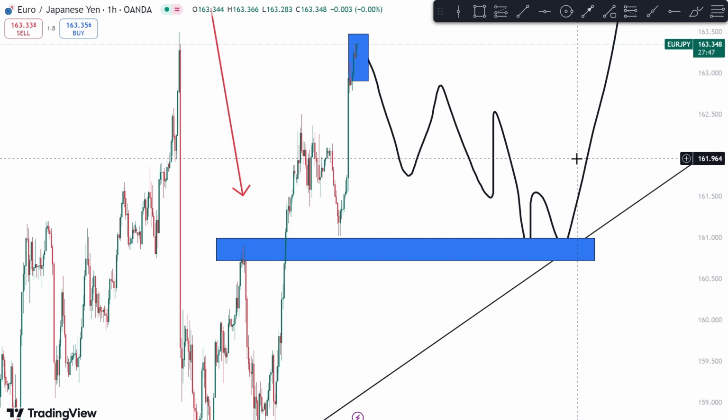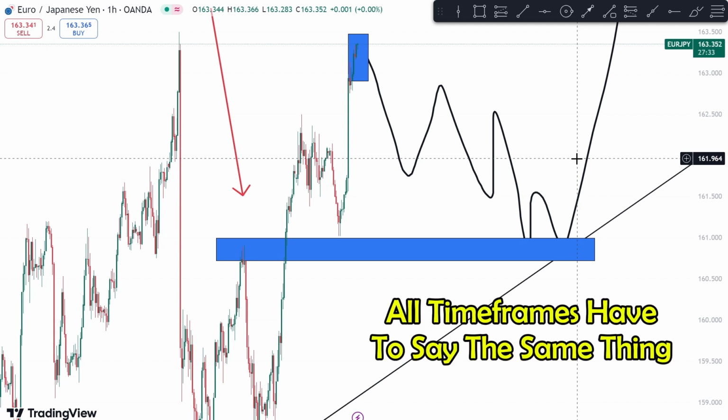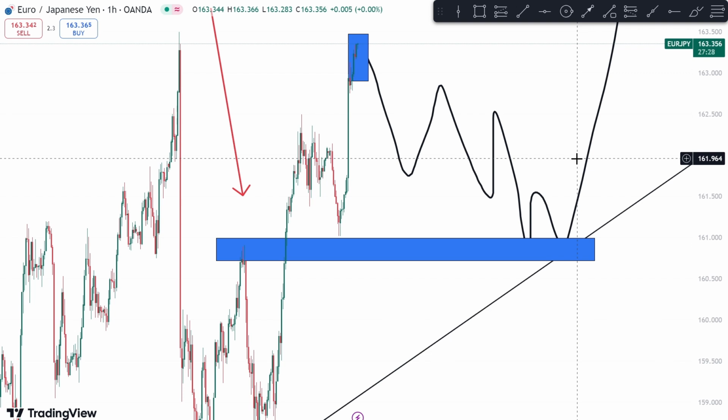So if the weekly chart is telling you that price is low, you're going to have to wait for the daily chart to also tell you that price is low, and wait for the 4-hour chart to also tell you that price is low. And when the hour chart is also telling you that price is low, that's when you can actually be sure that price is indeed low, and you can start looking for trades to push with the market to the upside.